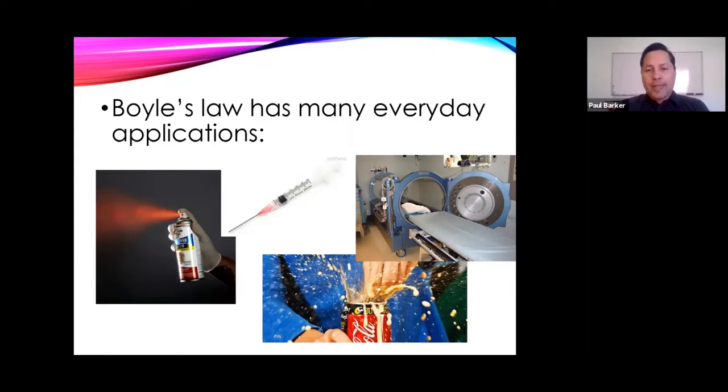If you ever open a can that's been stirred, then again, Boyle's Law applies where you have a change in pressure and will allow the gas to expand very quickly, and you might get sprayed with soda.